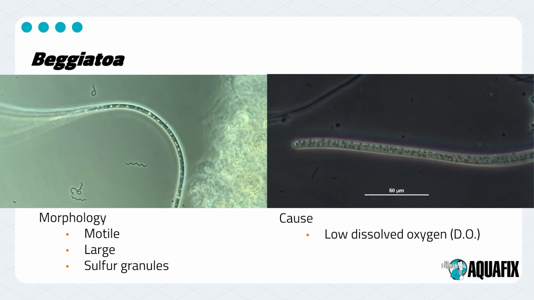This filament almost exclusively shows up in systems that have low DO. So this is a filament that grows in an environmental condition, and that environmental condition is low DO largely, or septicity, or high sulfur present within your waste. But all of these things sort of go hand in hand.